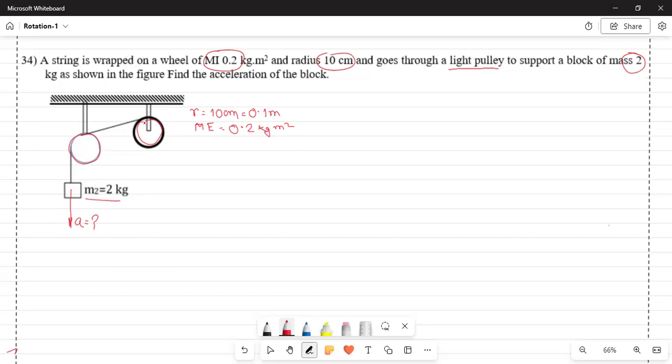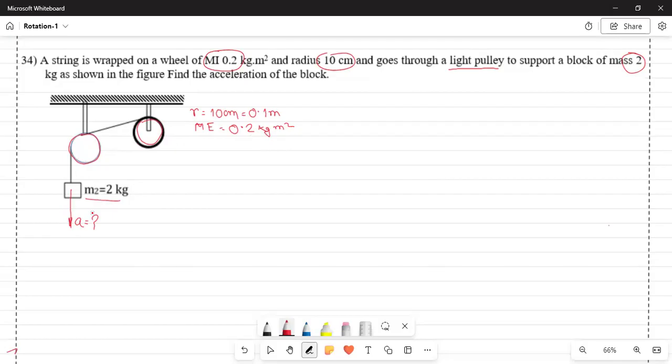There are two different types of pulleys. Anyway, here, this thick pulley is the heavier pulley, which has a moment of inertia of 0.2 kg meter square. And the other pulley, the thin pulley, is a light pulley, and there is a mass of 2 kg, which is dropping down with an acceleration A. We have to find out this acceleration.